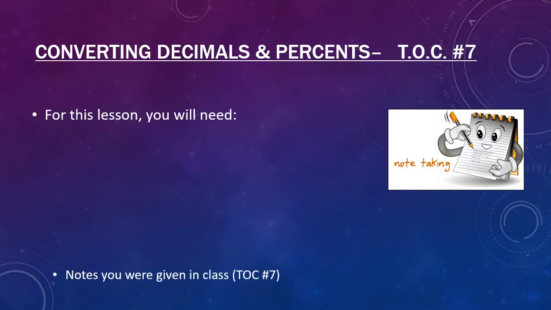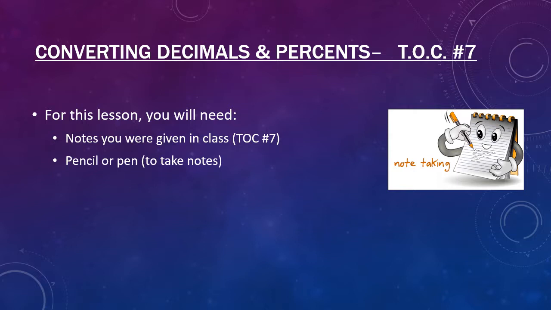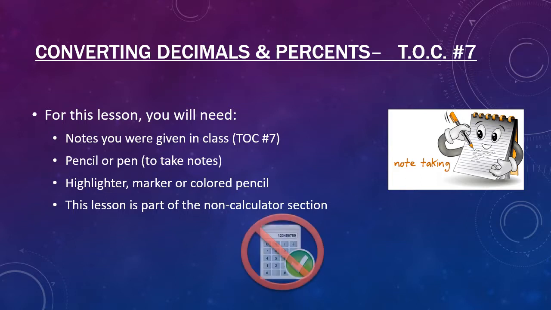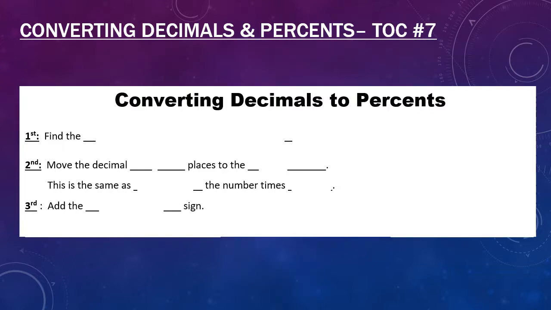Go ahead and get out your TOC number 7. Of course, that's the yellow sheet of paper. Make sure you have a pen or pencil to take notes, a highlighter, and this is still part of the non-calculator section. So put your calculators away, because if you're using a calculator when you're not supposed to, it's not helping you because you won't be allowed to use it on the test or quiz. Let's bust out those TOCs and let's get started.